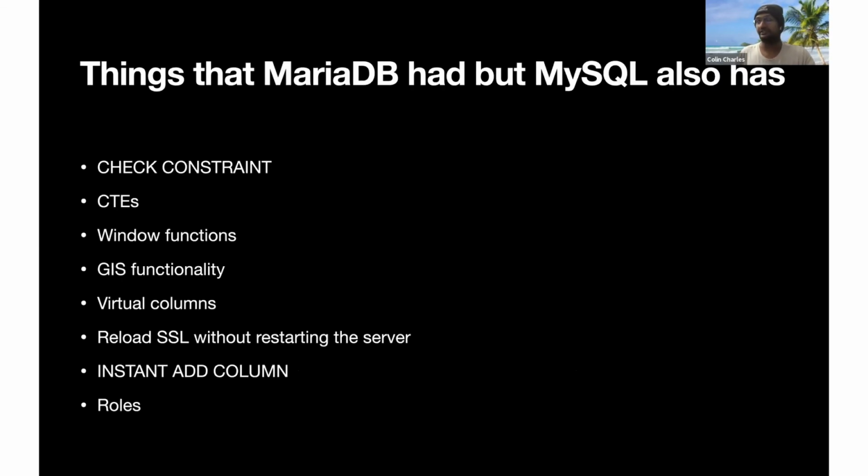But there are also so many things that MariaDB had that MySQL also still has. Like check constraints, which arrived in MySQL 8.0.16, I think. So it wasn't around in every MySQL release, but it appeared after GA. Common table expressions, recursive common table expressions, window functions, just functionality that has been around, again, for ages.